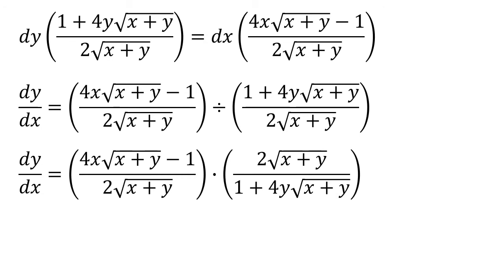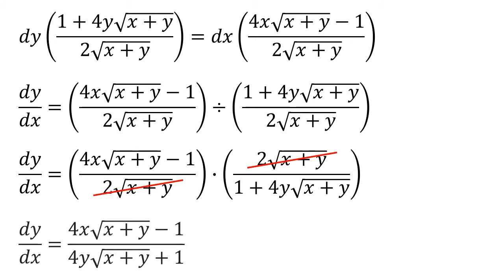Okay, so we have common terms here in the numerator and the denominator. They will be cancelled. Okay, so the answer will be dy over dx equals 4x square root of x plus y minus 1 all over 4y times square root of x plus y plus 1. Okay, so as you can see, I just wrote 4y times square root of x plus y first, so that it will look better.